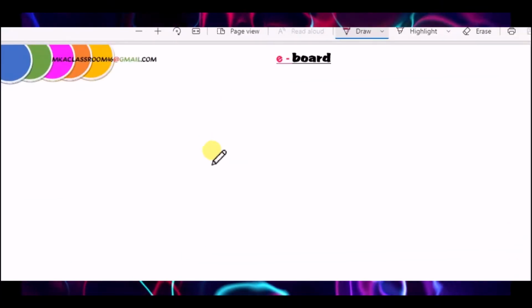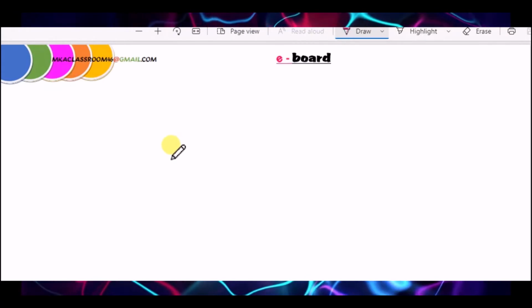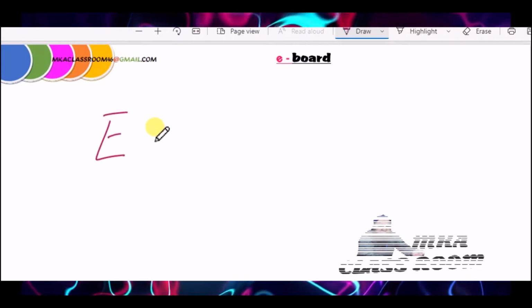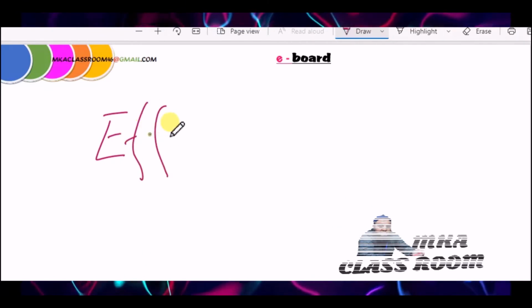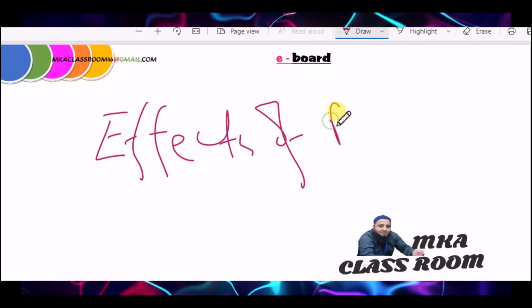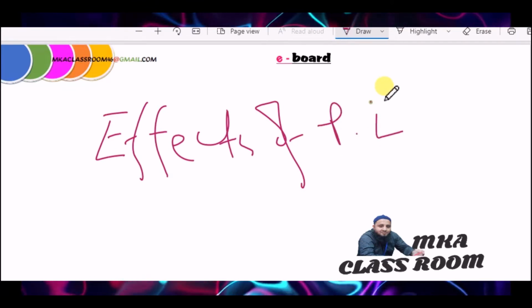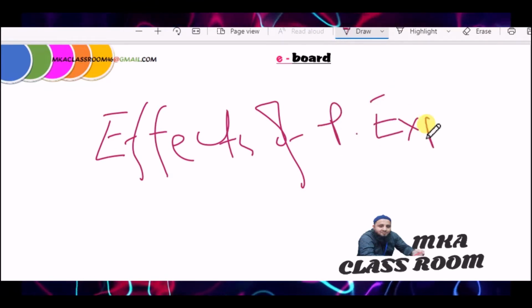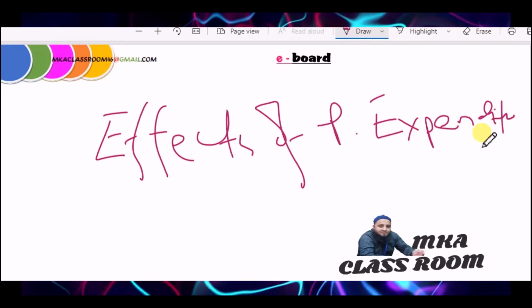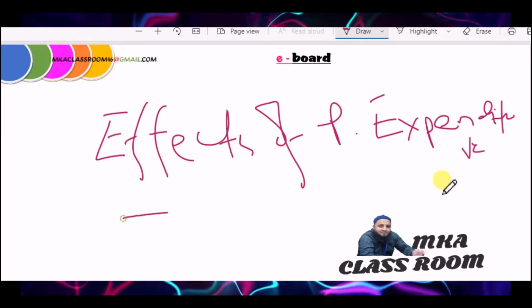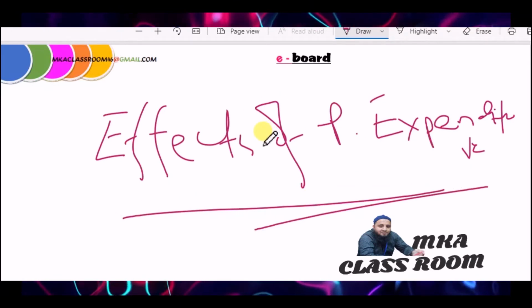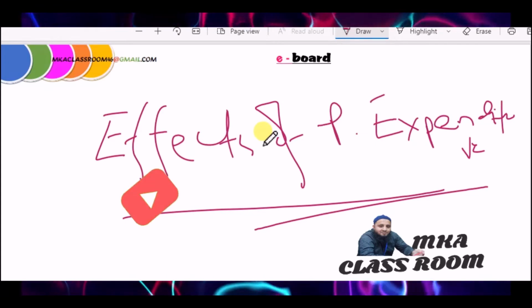So today we will try to start the effects of public expenditures. Effects of public expenditure. This is our today's topic.